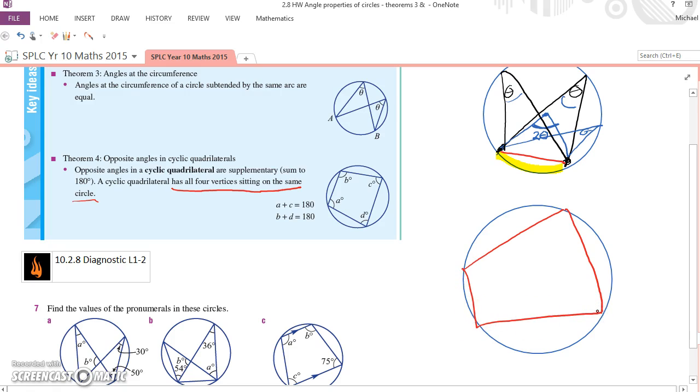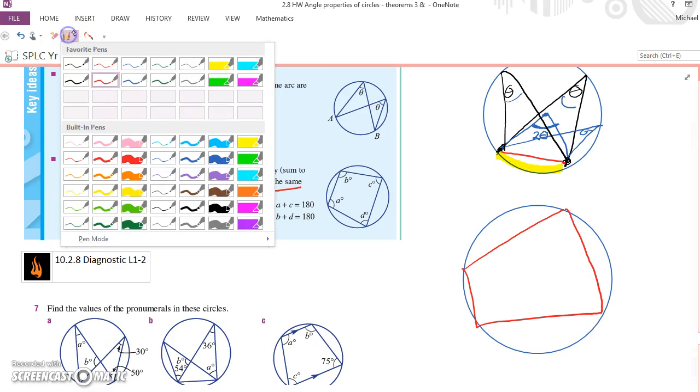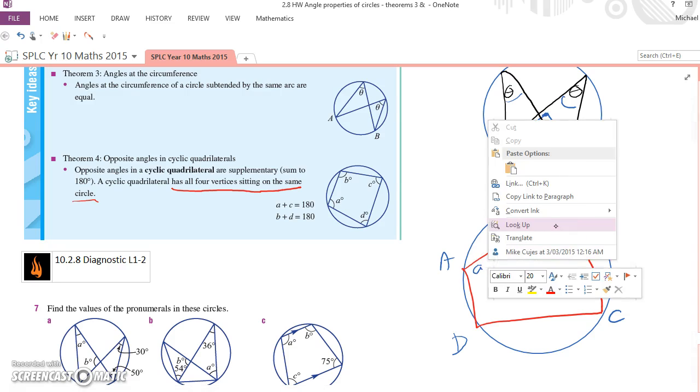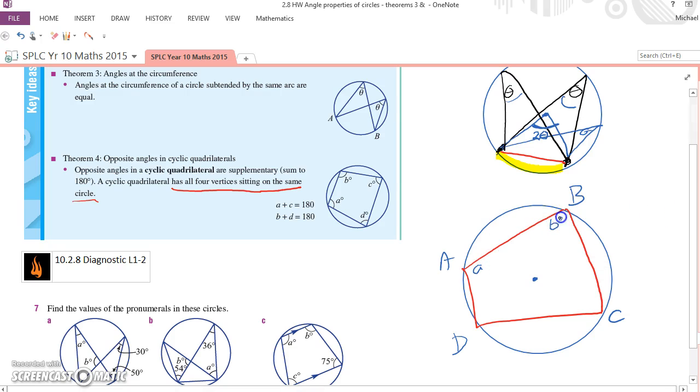Now, how am I going to go about proving that these opposite angles are supplementary? Well, let's put the center of the circle in and see what we can come up with. Here I've got A, B, C, and D. Might be easier if I label the angles like that, A degrees, B degrees. But either way of labeling them is fine, it doesn't really matter.